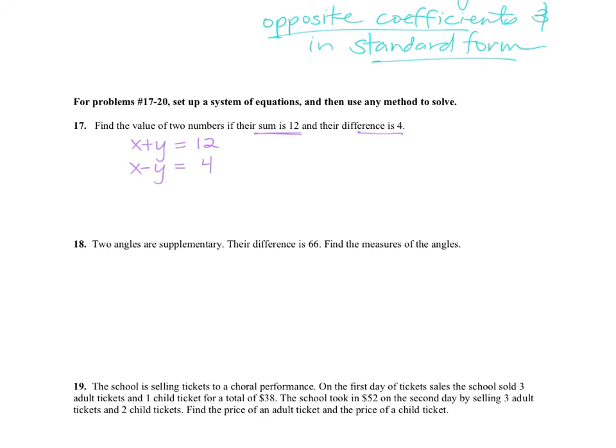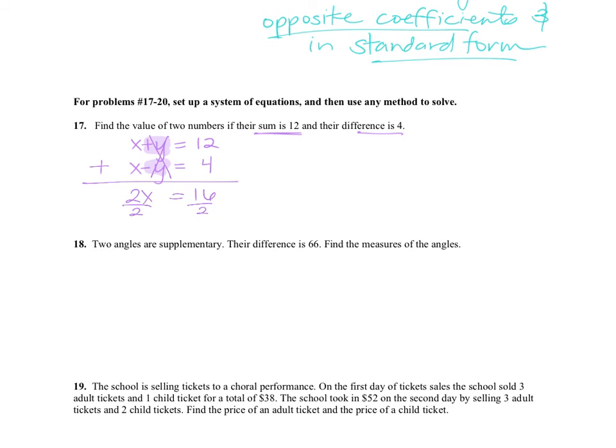And notice we have opposite coefficients right here. So we can just take this and add them together. x plus x is 2x. This zeroes out. 12 plus 4 is 16. I wrote 14 though, it should be 16.